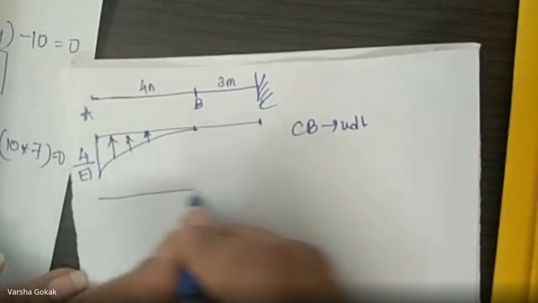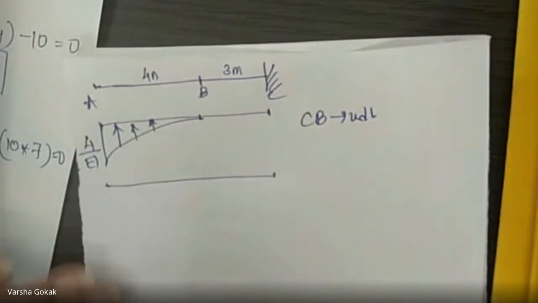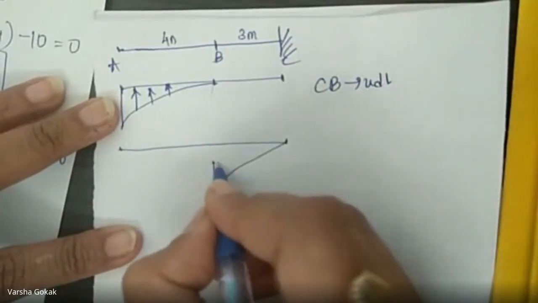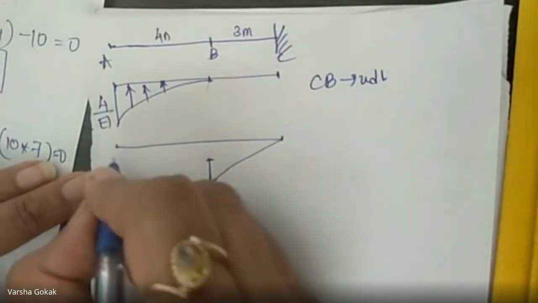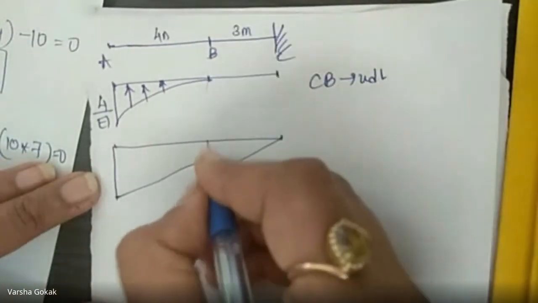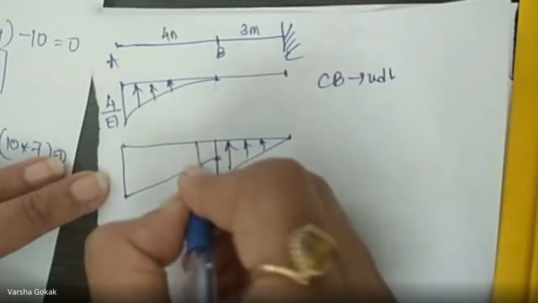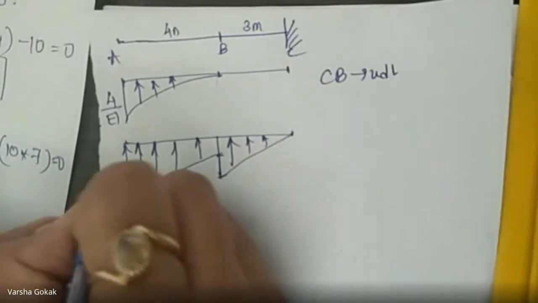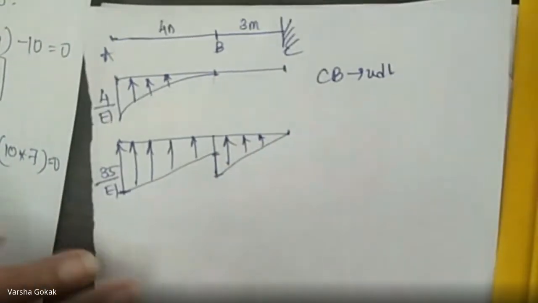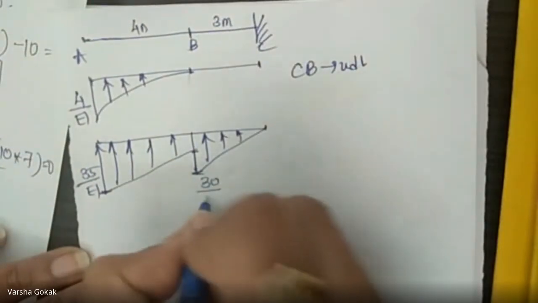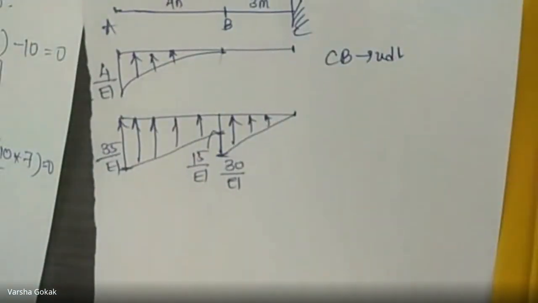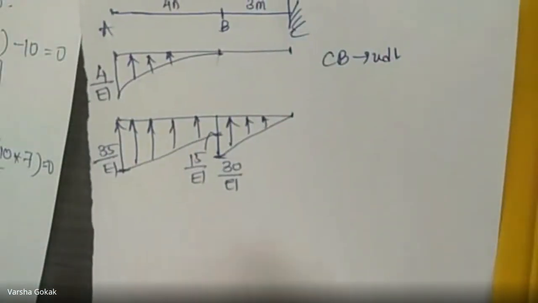Then here only I'll draw the conjugate beam for the point load. For the point load, I'll take this bending moment diagram. So first it was 30, and under this it was 30, then it became 15, and here it became 35. So join this, and arrows upwards like this. This value is 35 by EI, this value is 30 by EI, and this value is 15 by EI. Is the diagram clear? Any doubts with the diagram?